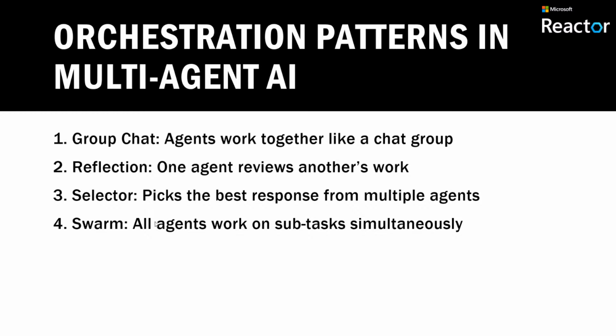What we can do is, we have different kinds of orchestration patterns, like group chat, reflection, selector, and swarm being available. What does group chat do? Assume group chat to be where your agents can contribute inside the loop, right? Those are the kinds of behavior that group chat can work on.